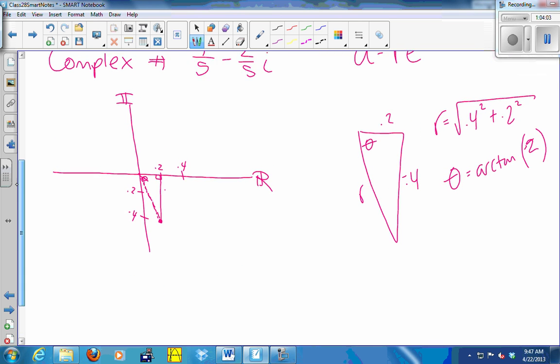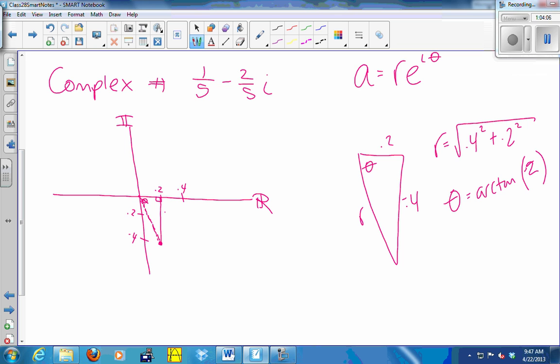Because this is differential equations, it's most frequently used by physicists, and physicists like degrees. So A ends up being 1 over √5 times e to the -63 degrees i.